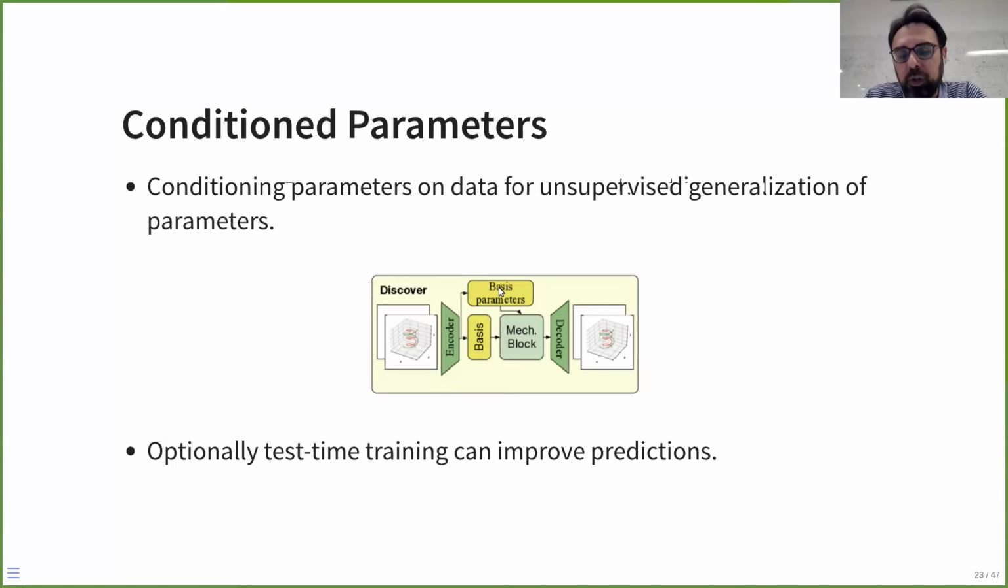So in that case, you would not need to do training on the parameters. However, because we just do this unsupervised anyway, you could still improve the parameters by test time training.